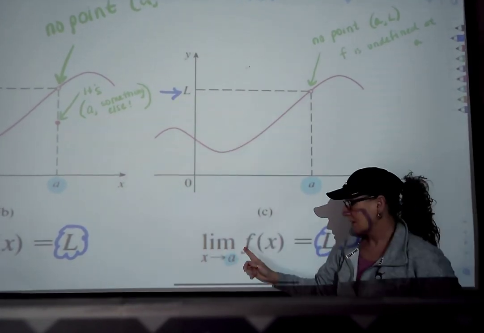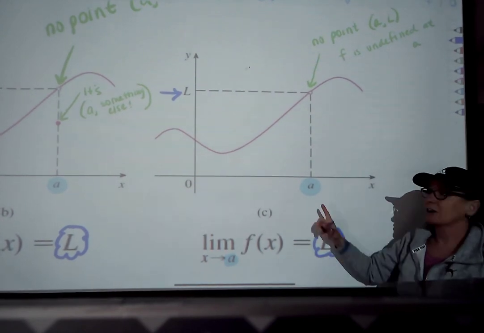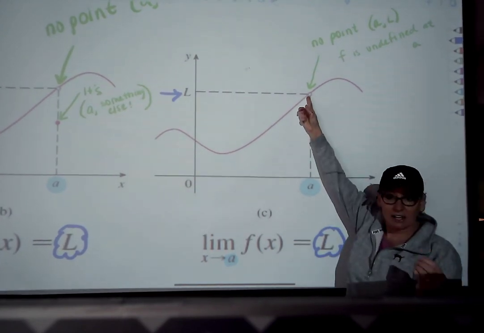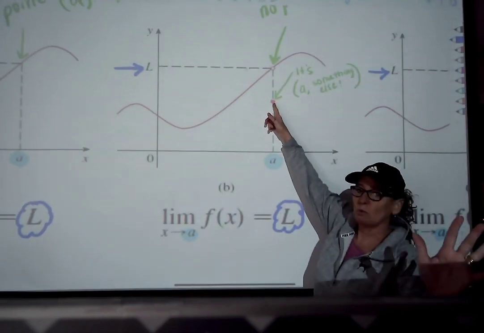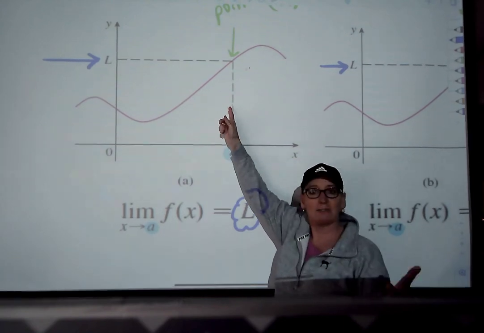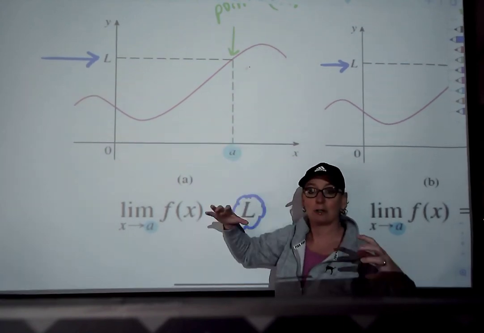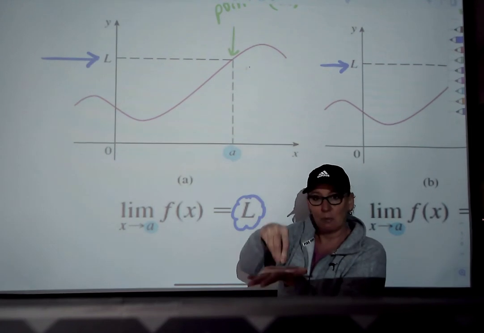So the limit as x approaches a of f of x is still L. It doesn't matter if the function is undefined at a, if the function has some other y value at a, or if the function is just fine at a. It doesn't matter. We're looking at what's happening around it, not is there a point there.